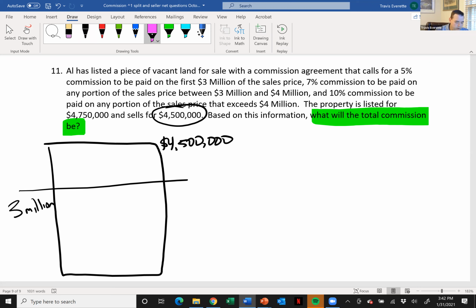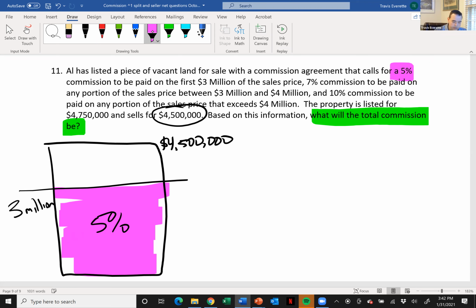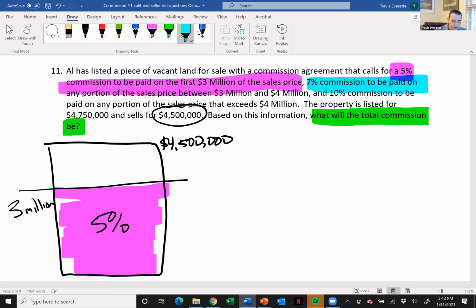And it said that we're going to do that one at 5%. And then it says 7%. Oh, I guess I'll go ahead and highlight that over here. 5% on the first 3 million. And then it says 7% on anything between 3 and 4. So I'm going to put another line in here. So here's my $4 million line.